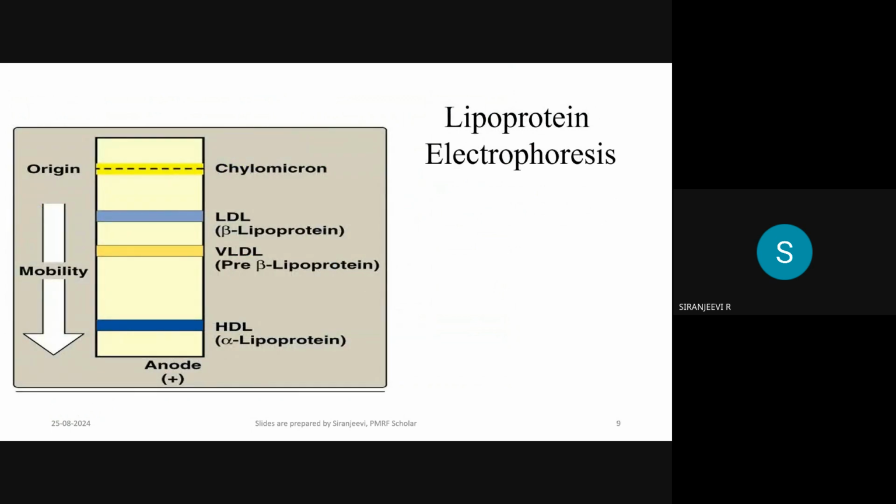And this is the electrophoresis of the lipoprotein. If you see, this is the cathode, and this is the anode part. The high density lipoprotein will always have more negatively charged amino acids. That's why it goes towards the anode. Whereas the chylomicron, which has the less negatively charged molecule, comes here. So chylomicron, LDL, and VLDL, and then the HDL are the electrophoretic pattern of lipoproteins.